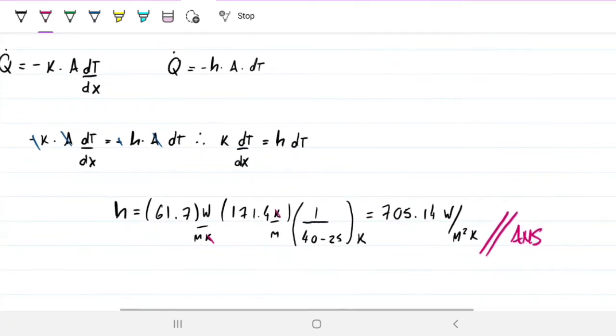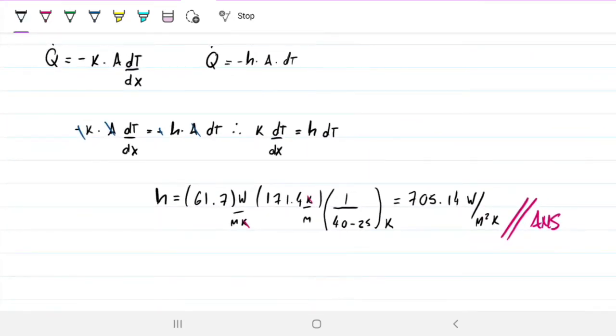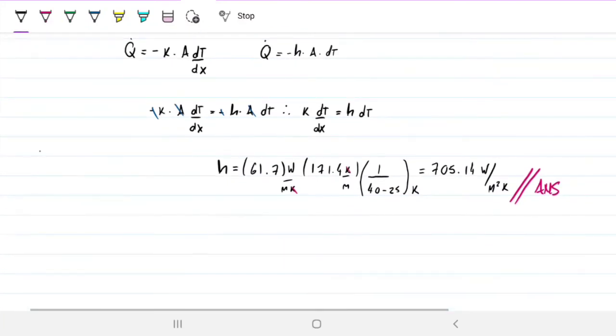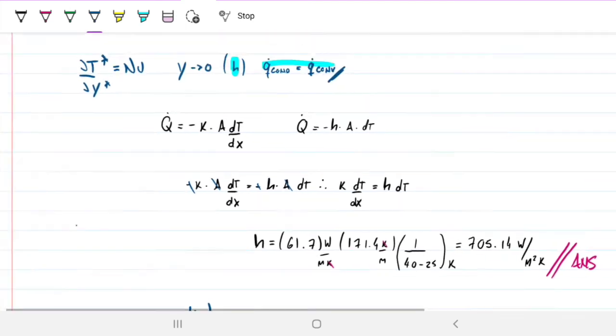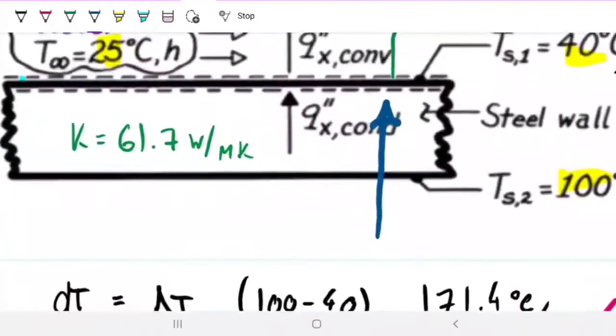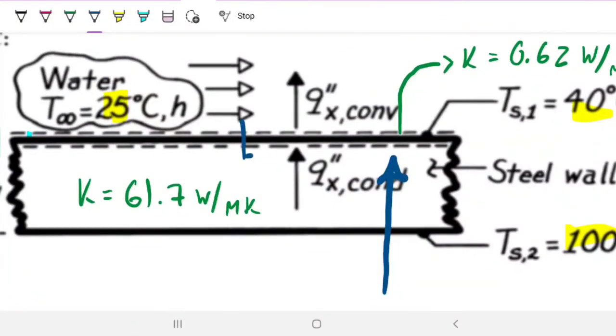And then lastly, we can find the last part, which is asking us, what is the dT/dx for water? What we're going to do is precisely the same thing. Again, the same idea: do a little energy balance on the surface here. That's what we've been doing so far. Do a little energy balance on the surface, and then we know that all the energy that's going into the water is coming from the wall. So that's why we can also say that convective and conductive are the same at that point there.